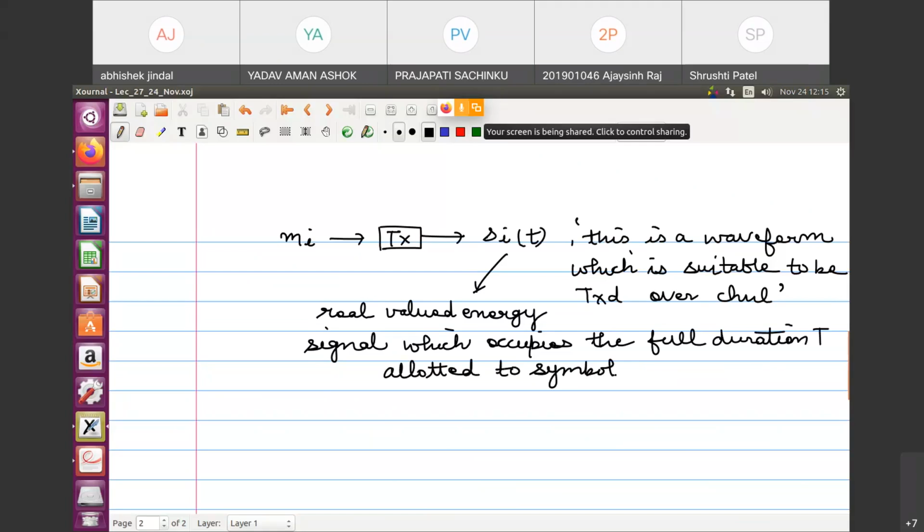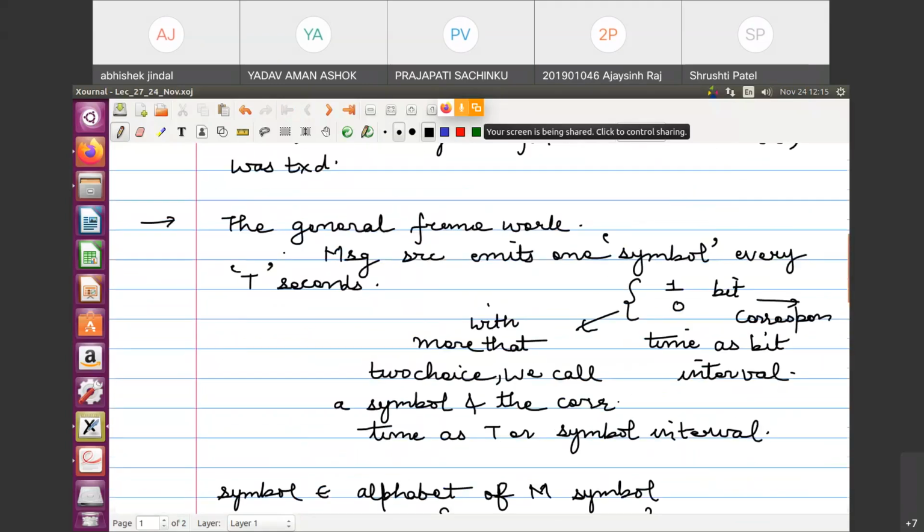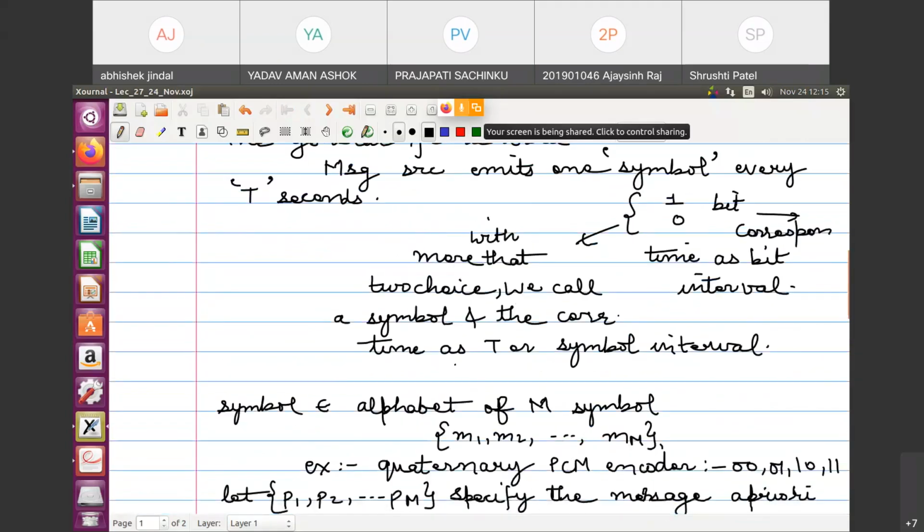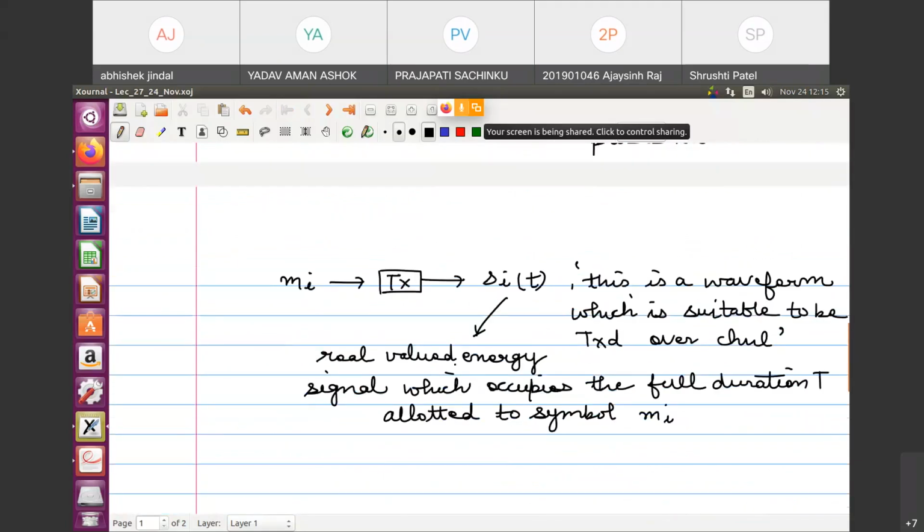Now it is self-explanatory. It means the duration you have for MI, as you have already seen above, the symbol rate is T. So every T seconds you will get one symbol. So SIT should exist for T seconds. This is quite obvious because SIT is directly linked to MI, and MI has a rate of T. It means every T seconds you get one MI.